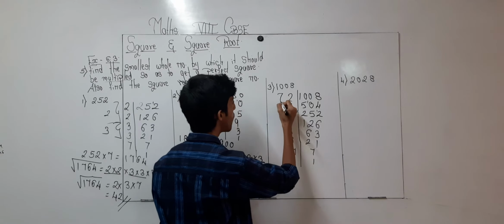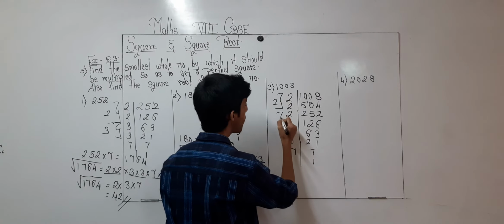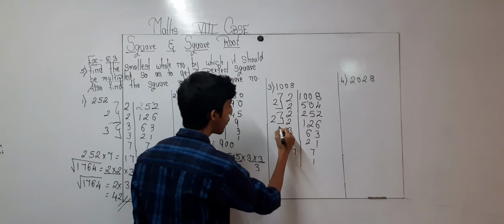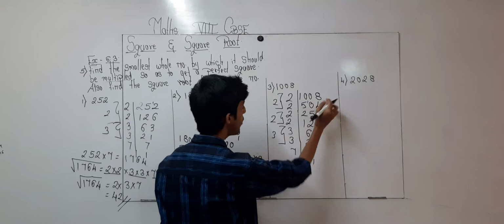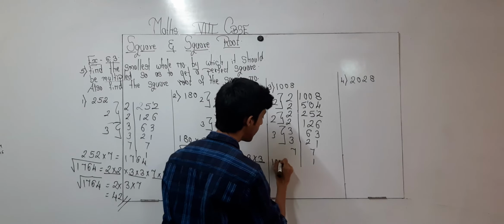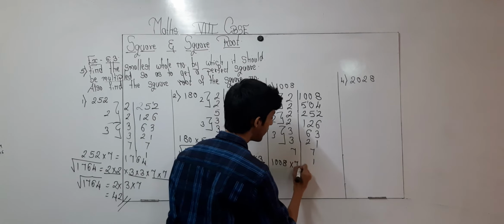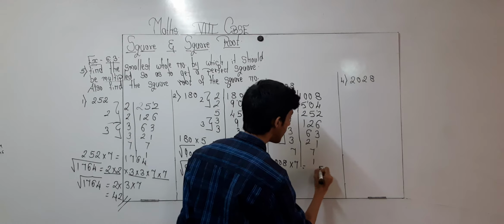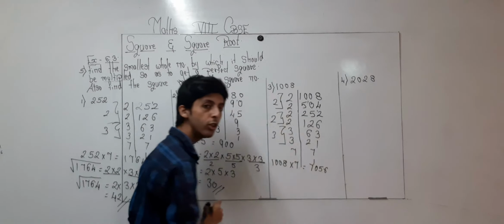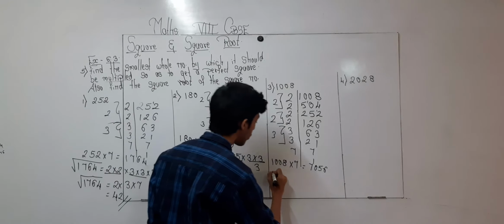See over here, a pair of 2 is over here, a pair of 2 is over here, a pair of 3 is also over here. So a pair of 7 is not there. So what I will do? Multiply 1008 by 7. So 8 7s are 56. And over here, so 7056.